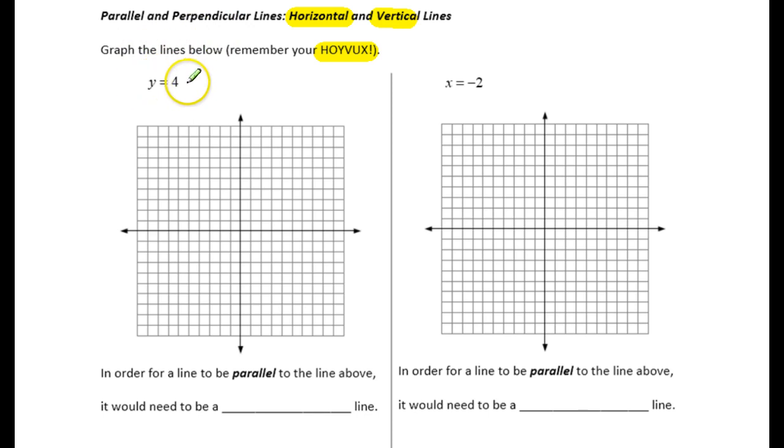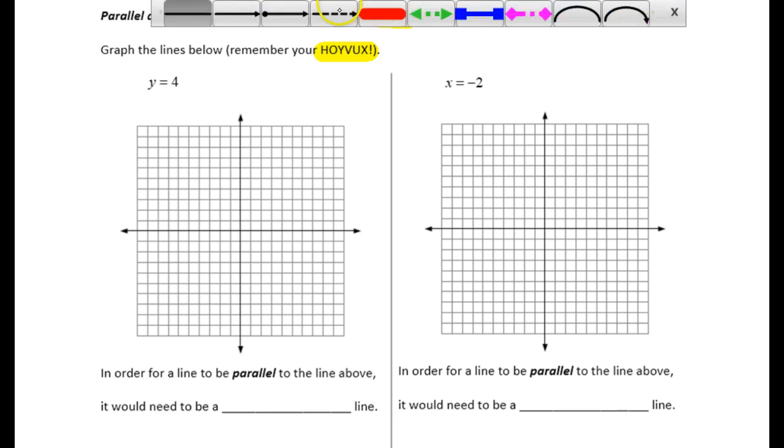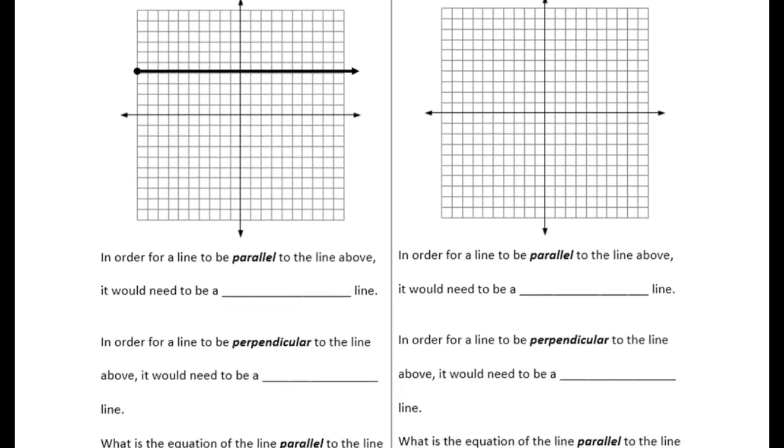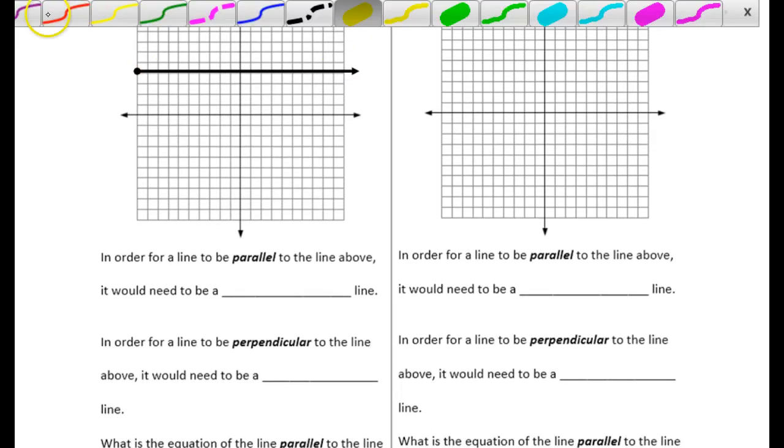So remember, y equals, when it only has one letter, it's a HOY-VUX. And because it has the y, that's a HOY line. So a HOY line, remember, is horizontal. So this line is horizontal at 4. 1, 2, 3, 4. Alright, so here's our line, y equals 4. Alright? So we're going to do some questions based on this line.